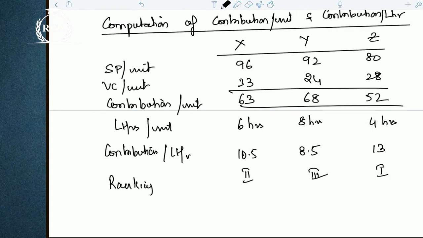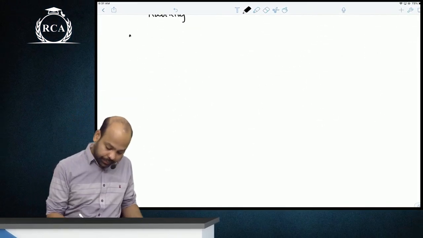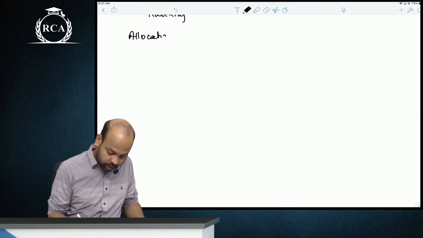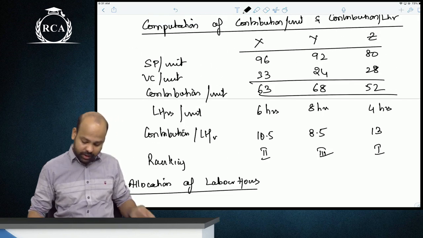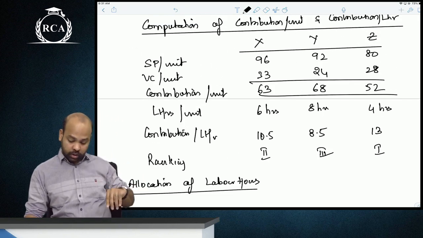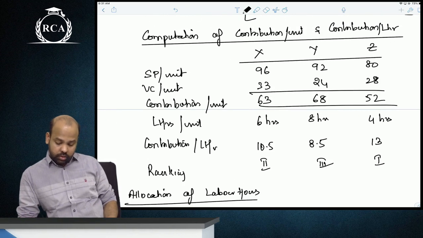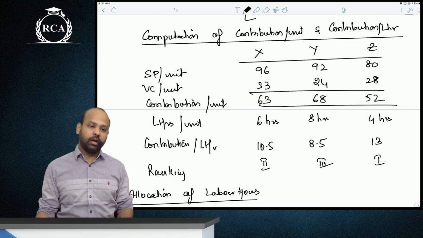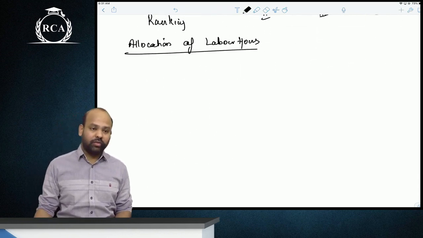Yes, guys, I hope you're all done with this. You'll now talk about allocation of labor hours in all the 3 cases. Please do not forget, the least ranking is given to product Y only. Allocation of labor hours as such, guys.